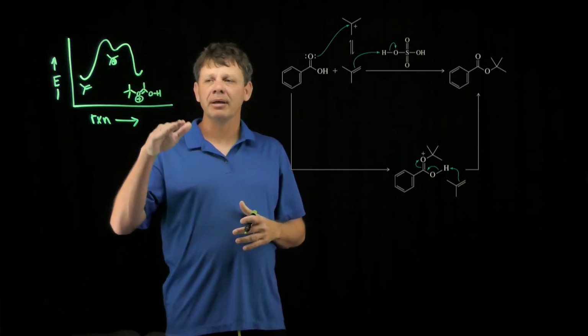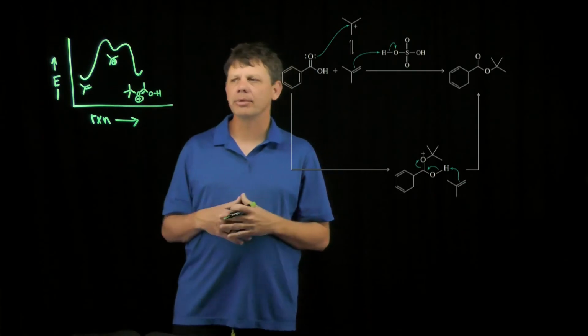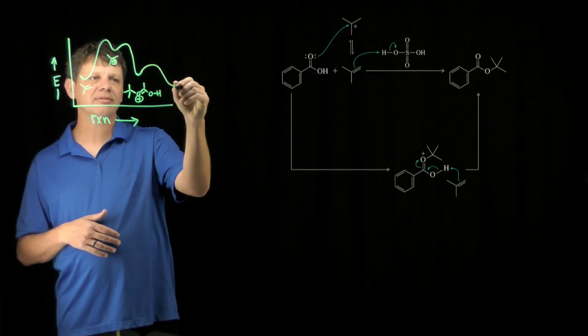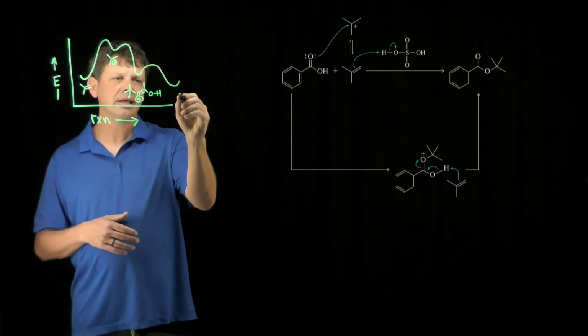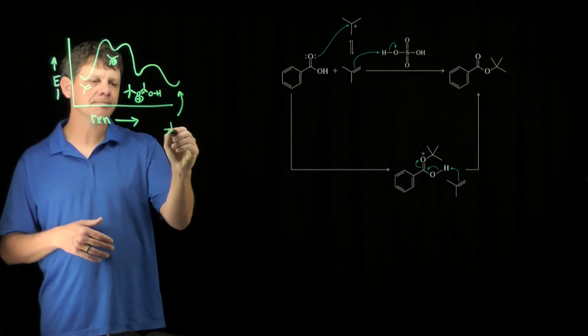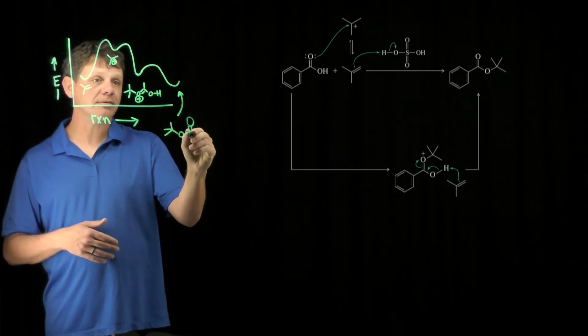And then in the last step, that proton is removed, and that probably represents the step where this becomes an overall favorable process. So bringing it down to here, and we'll label this as what is probably the ester product. That is the product of these reactions.